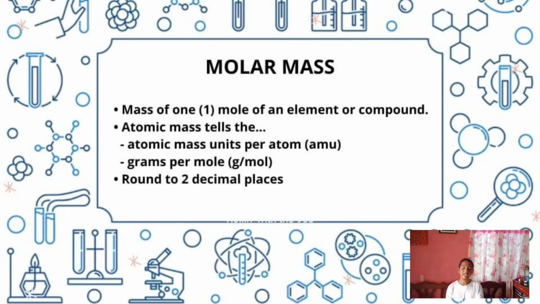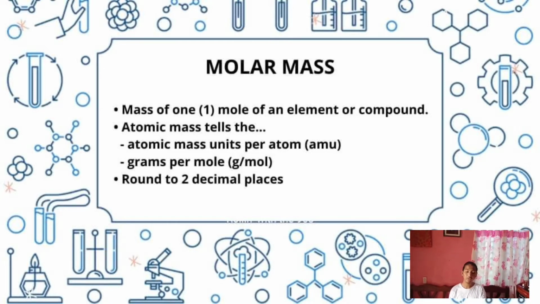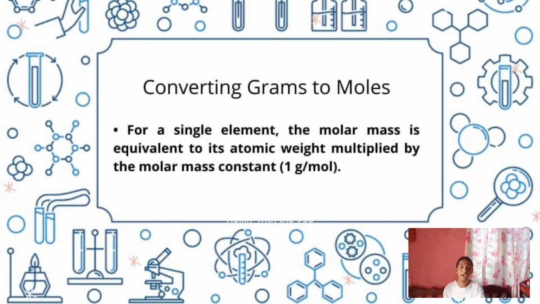Molar mass is defined as the mass in grams of 1 mole of a substance, the mass of 1 mole of an element or compound. Atomic mass tells the atomic mass units per atom, or amu, and the unit of molar mass is grams per mole, rounded to 2 decimal places. Converting grams to moles: for a single element, the molar mass is equivalent to its atomic weight multiplied by the molar mass constant, 1 gram per mole.